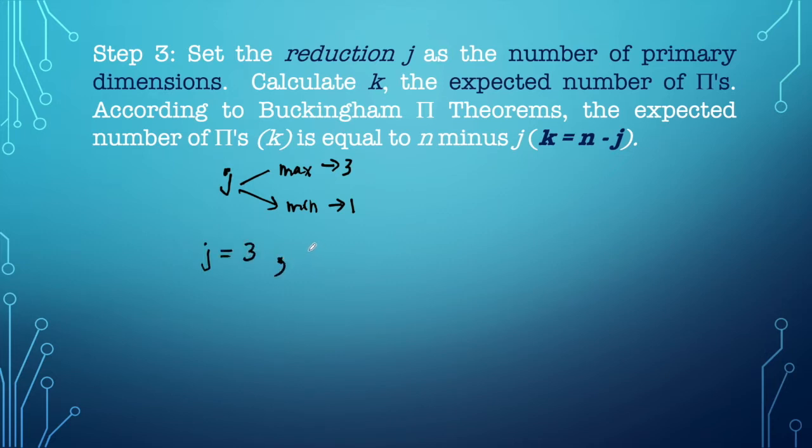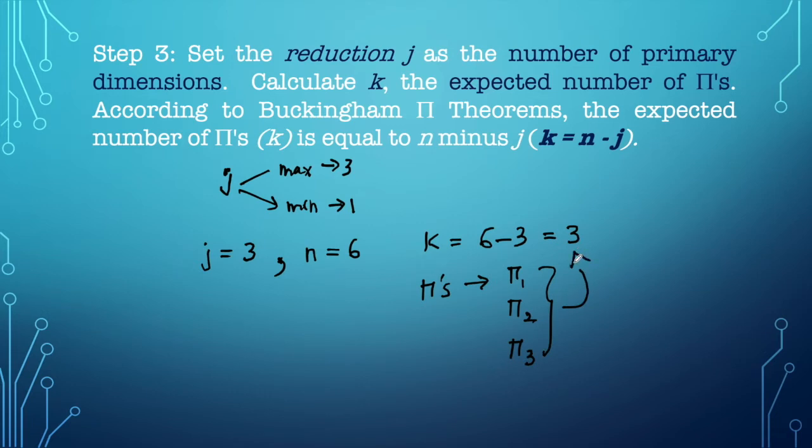Previously, we already counted your total parameters. N is 6. Therefore, to find K, you have to minus N with J. So 6 minus 3, therefore you will get 3. These 3 values represent the number of pi's. Okay, so if you have 3, therefore you have pi 1, pi 2, and pi 3. This reflects the value of K that you calculated here.